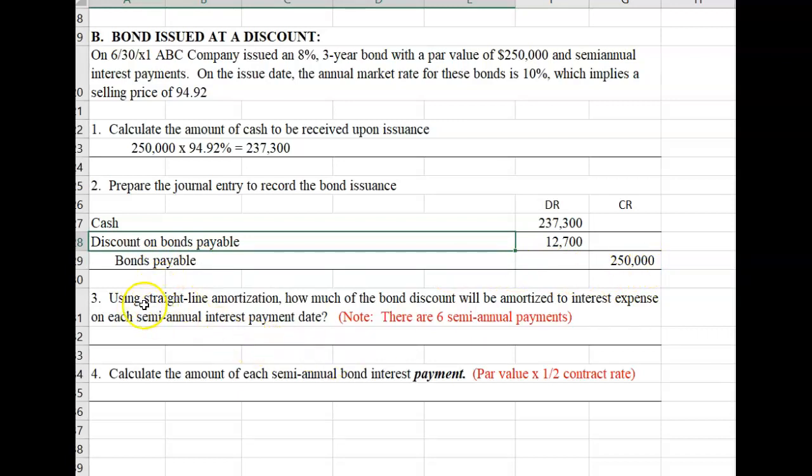The next point, using the straight line amortization method, how much of the bond discount will be amortized to interest expense on each semi-annual interest payment date? Well, we have to determine how many semi-annual interest payments there will be. It's a 3-year bond. Interest is paid twice a year. Therefore, 3 years times twice a year, or 3 times 2, is 6 semi-annual interest payments.